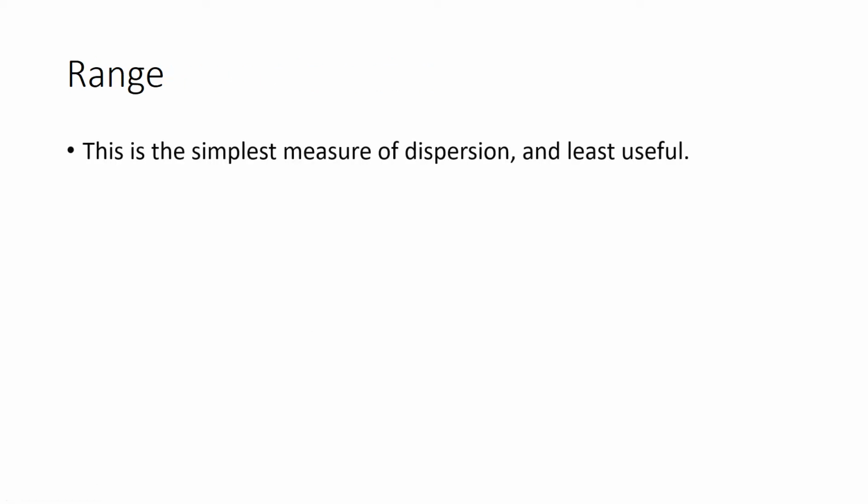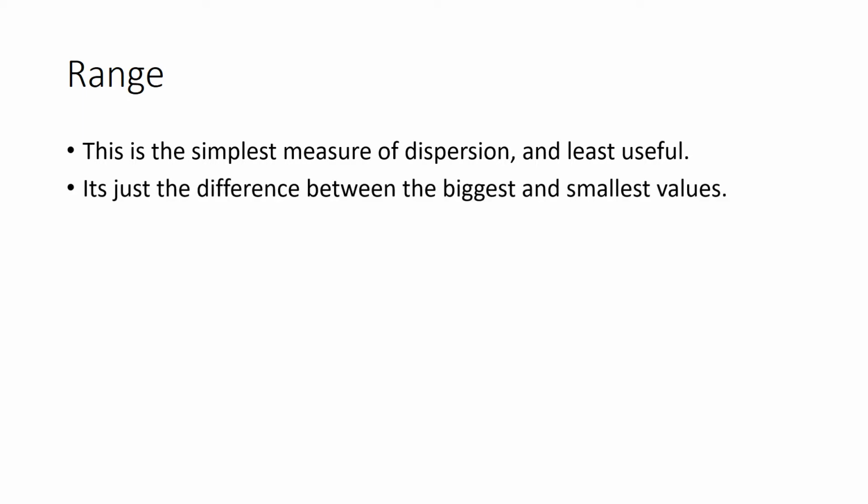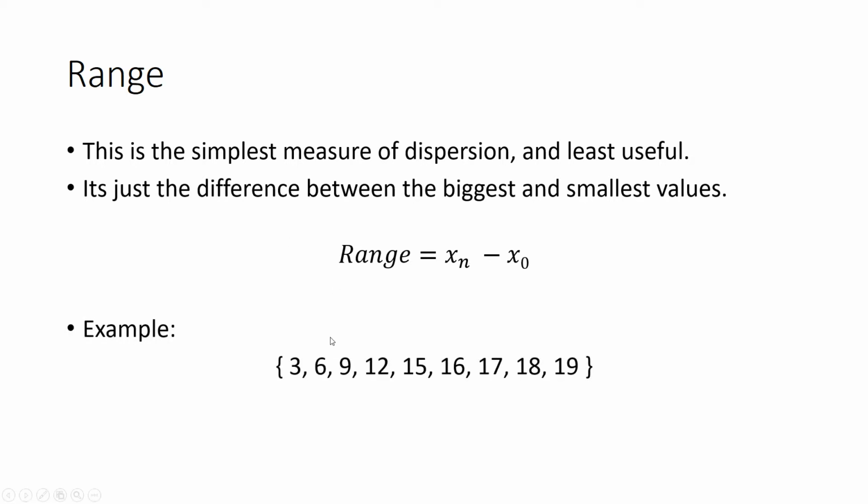So range, this is the simplest measure. It's also the least useful, but it's dead easy to work out. You just take the biggest value and the smallest value and subtract one from the other. So remember, your subscript is the index. The first value would be x0. The last value would be xn. And so if you subtract the first from the last, assuming they're in order, of course, that would be 19 minus 3. So x9 is that one there, x0 is that one there. 19 minus 3, our range is 16.